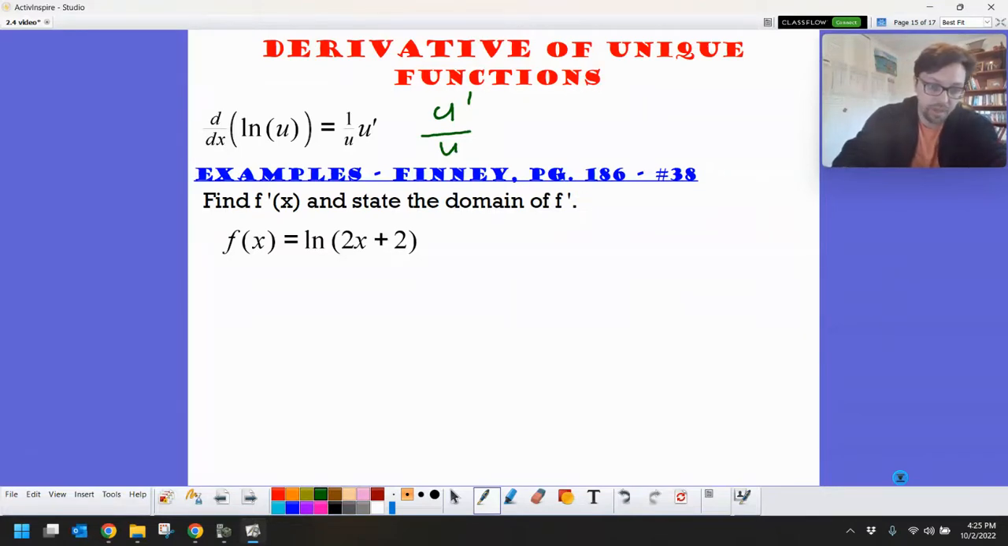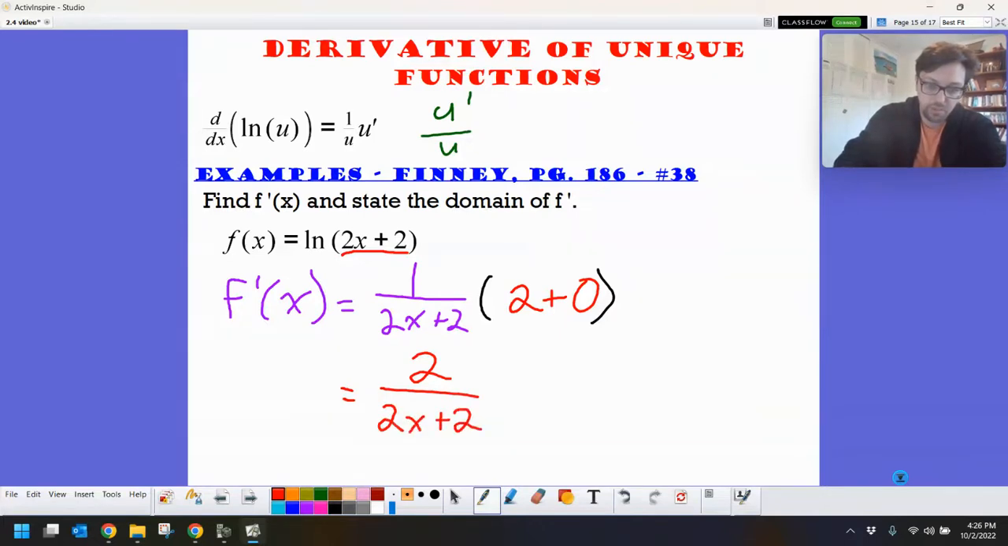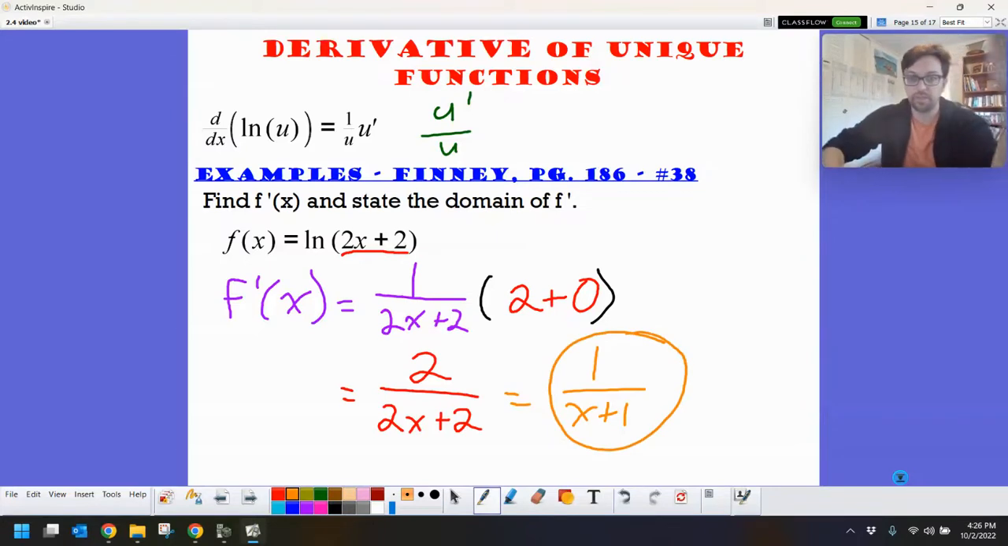So if we wanted to figure out what f prime of x is, finding our derivative, we say, okay, f prime of x is going to be 1 over what was on the inside, 2x plus 2, multiplied by the derivative of that inside. So the derivative of 2x is 2, and the derivative of 2 is 0. So this ends up being 2 over 2x plus 2. We could simplify it if we were feeling fancy, but we're not really in the simplification game. So this would be the derivative of our function.